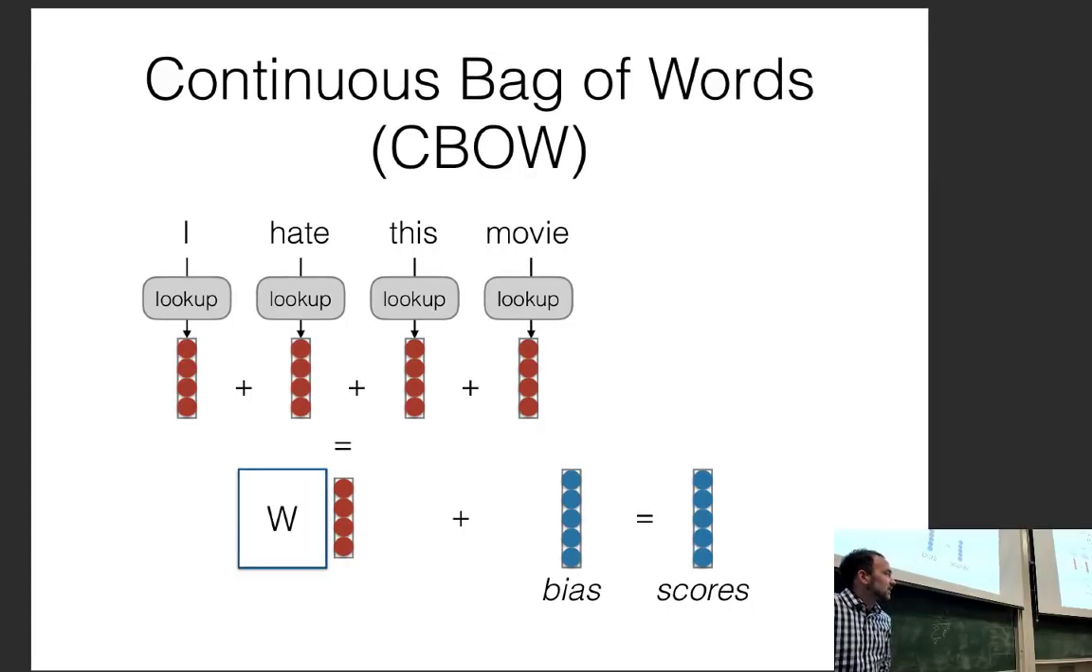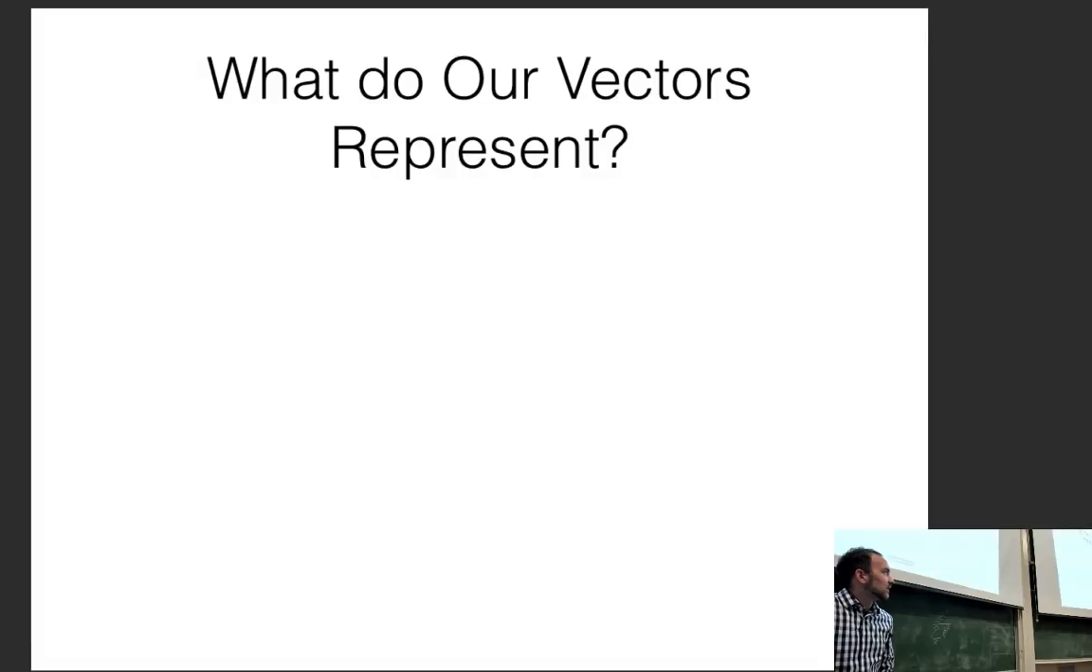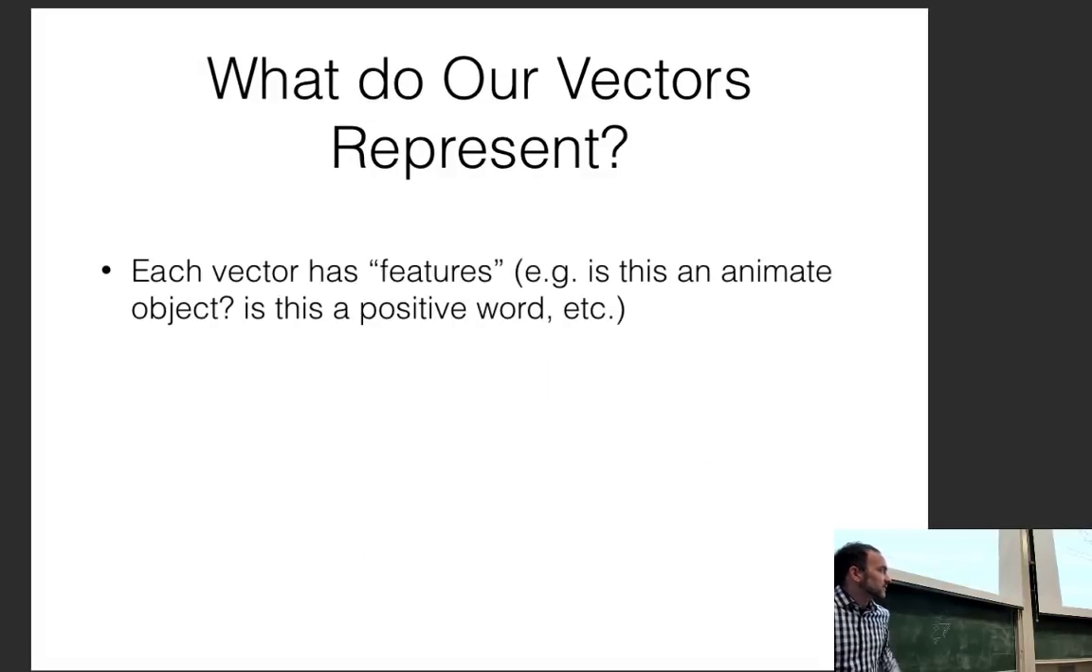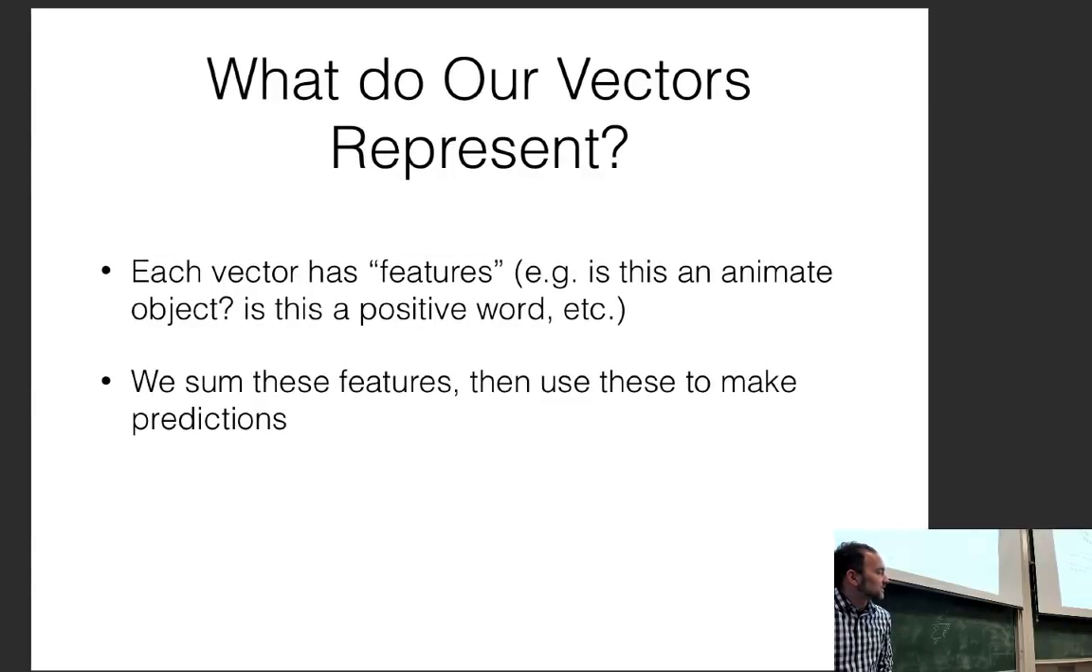So the idea here is, if you think about what your vectors represent, each vector has features. It could be, is this an animate object? Is this a positive word? Is this a negation, etc.? And we sum the features and then use them to make predictions. So, for example, if all positive words got grouped together with these features, then maybe that would be informative.